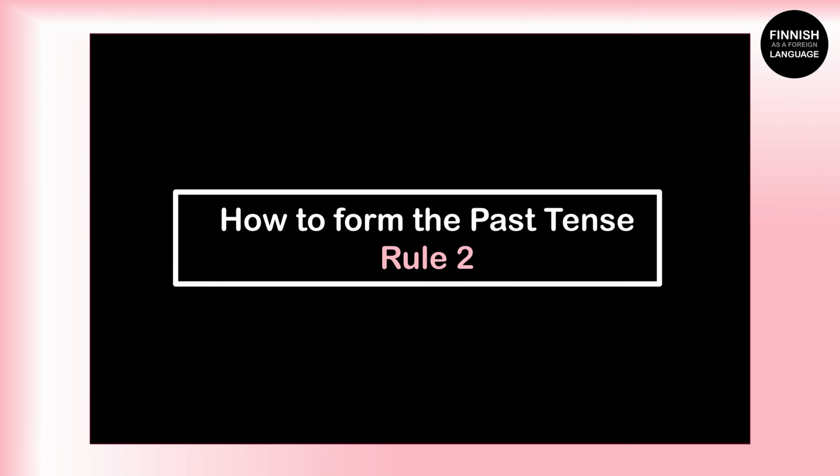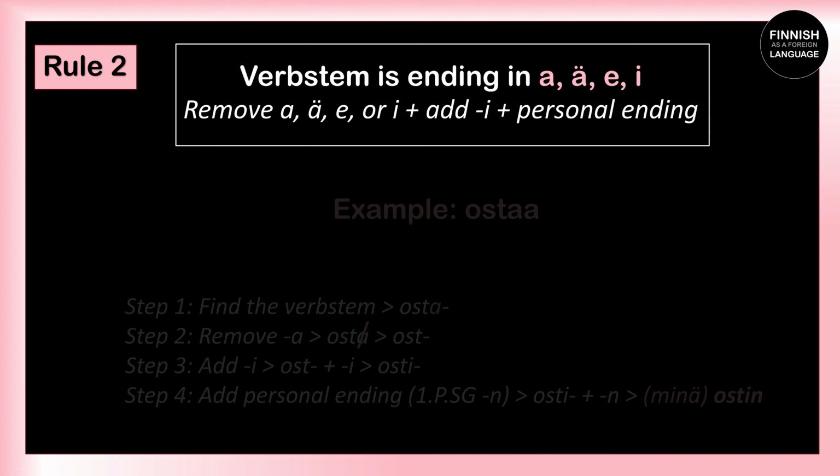Now let's move on to rule number 2. If the verb stem of a verb is ending in the letters A, ä, I or I, then we have to remove these letters, plus we have to add the past tense marker I to it, and then the personal ending. Let's take as an example the verb ostaa, which means to buy.